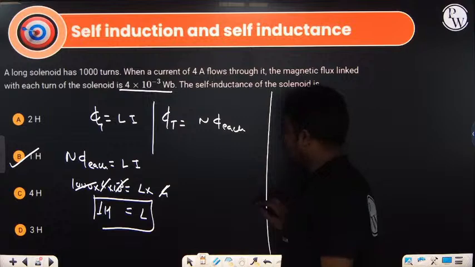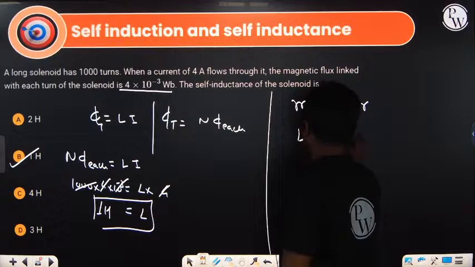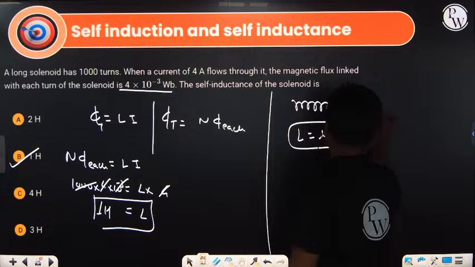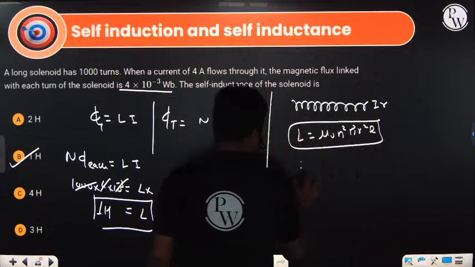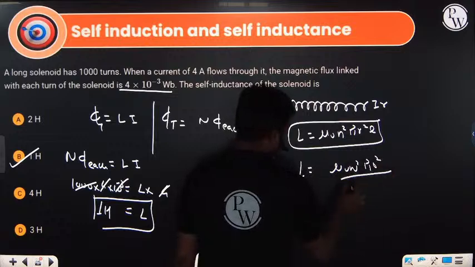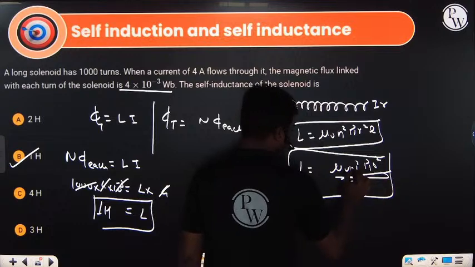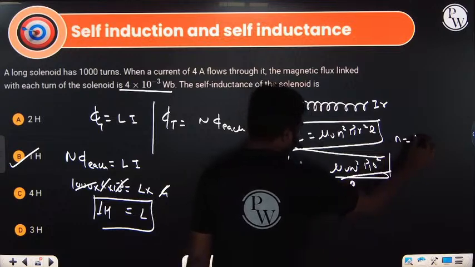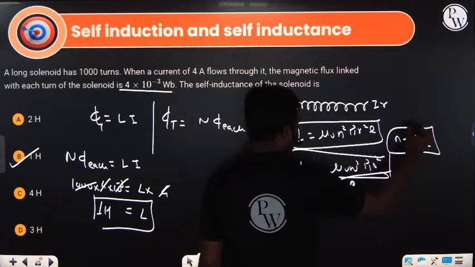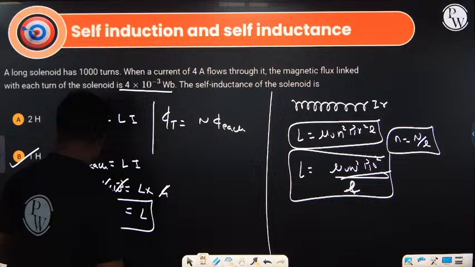Otherwise, the direct formula for the self-inductance of the solenoid is L equals mu naught N square pi r square into small l. Here r is the radius of the solenoid. Second, we can write mu naught N square pi r square divided by capital L, by small l again. This is capital N, and small n is the number of turns per unit length. So this is in terms of the number of turns, and the other is in terms of the number of turns per unit length.